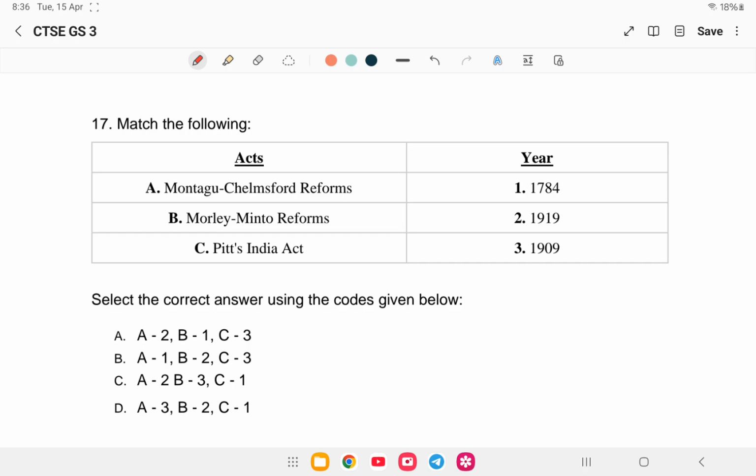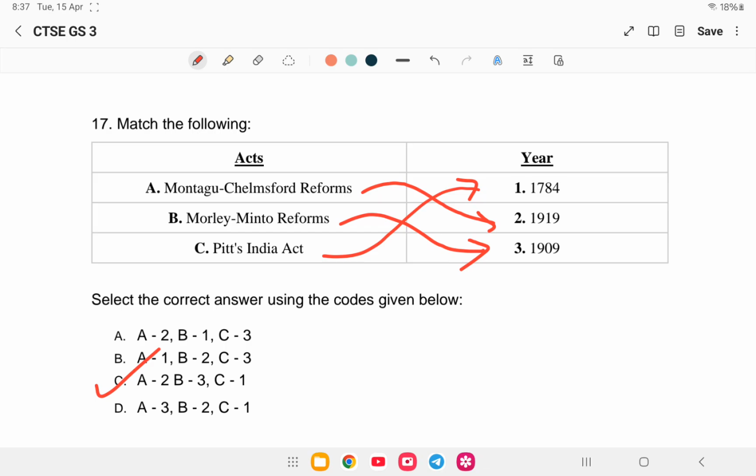Next question. Match the following government acts. Montagu-Chelmsford reform 1919, Morley-Minto reform 1909 and Pitt's India Act 1784. That is A2, B3 and C1. That is A2, B3, C1, which is option number C. So this is the answer.